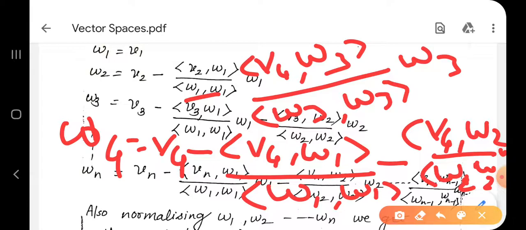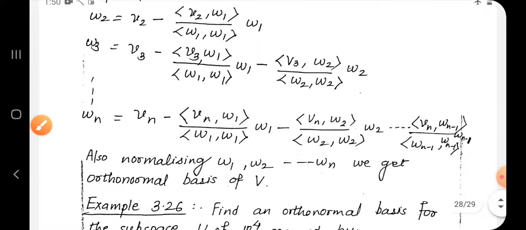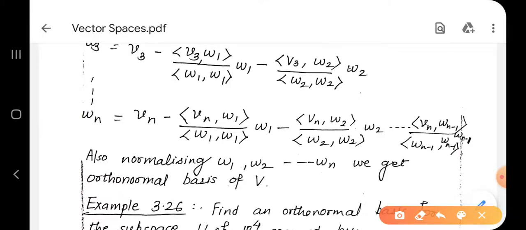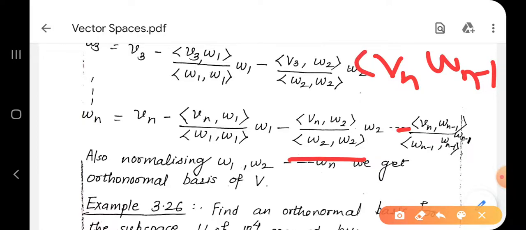1, 2, 3, 4. Getting it? Okay. In general, you can write for wn also. vn minus the inner product of vn and w1 divided by the inner product of w1 with w1, times w1, minus the inner product of vn and w2 divided by the inner product of w2 with w2, times w2, and so on, the last term being minus the inner product of vn and w(n-1) divided by the inner product of w(n-1) with w(n-1), times w(n-1). Correct? So we get w1, w2, and so on to wn, which are orthogonal.